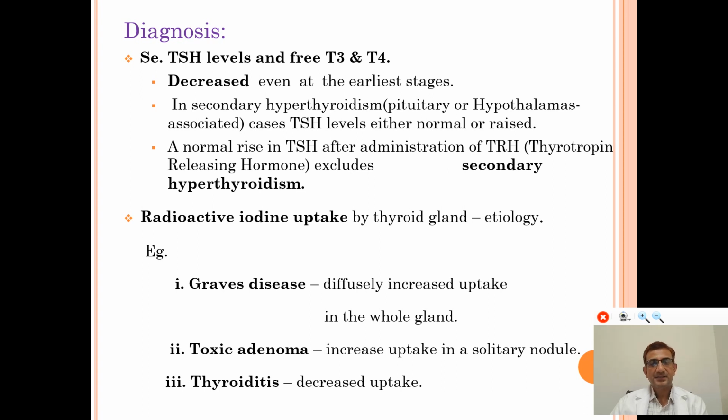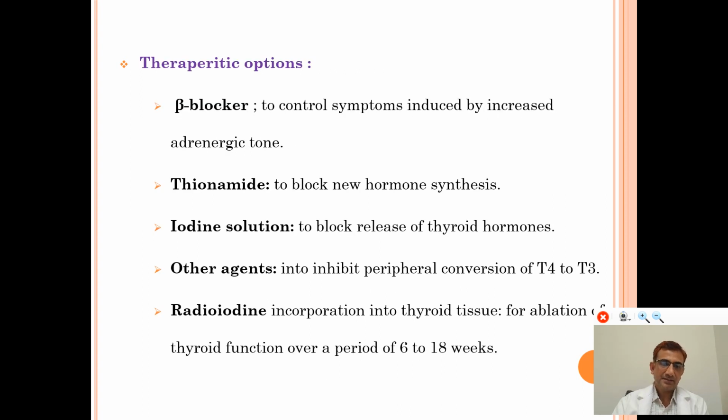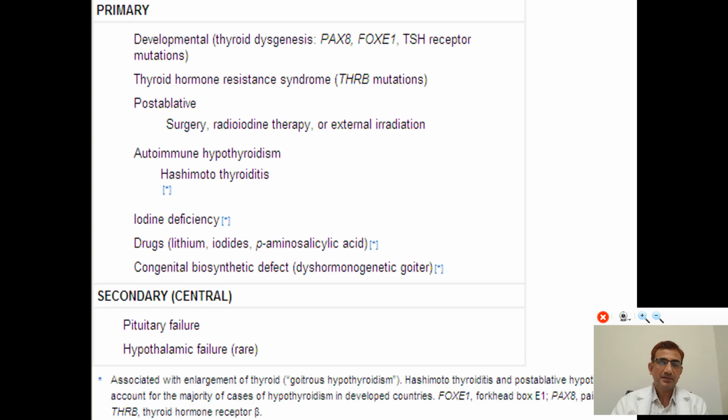In secondary hyperthyroidism, the TSH levels are either normal or raised. Radioactive iodine uptake by the thyroid gland helps determine etiology, for example in Graves' disease there is diffusely increased uptake in the whole gland, as well as in toxic adenomas and thyroiditis. Therapeutic options include beta blockers, thionamides, iodine solutions, other agents, and radioiodine.